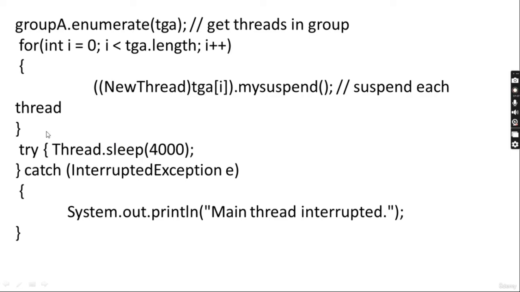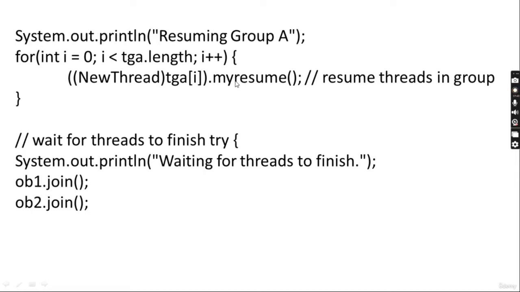Okay. Then Thread.sleep(4000), 4 seconds our thread will sleep because we are having 4 threads, 1, 2, 3 and 4. Then InterruptedException, main thread interrupted. Resuming group A, tga.length i++, new thread tga[i].myresume. Threads in a group. Wait for threads to finish.